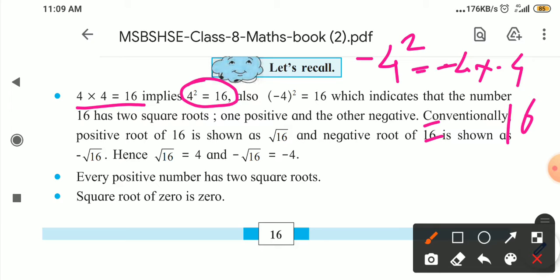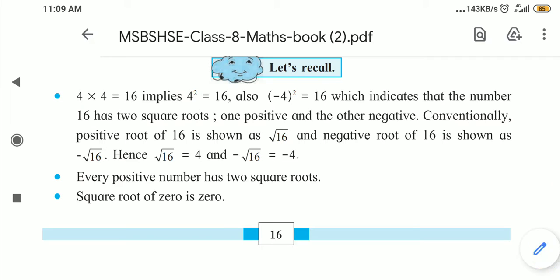So if both numbers are negative, the answer is always positive. If both numbers are positive, the answer is positive. If one of the numbers is positive and the other is negative, then the multiplication of the numbers is negative. These are the rules. So here it is given that what?